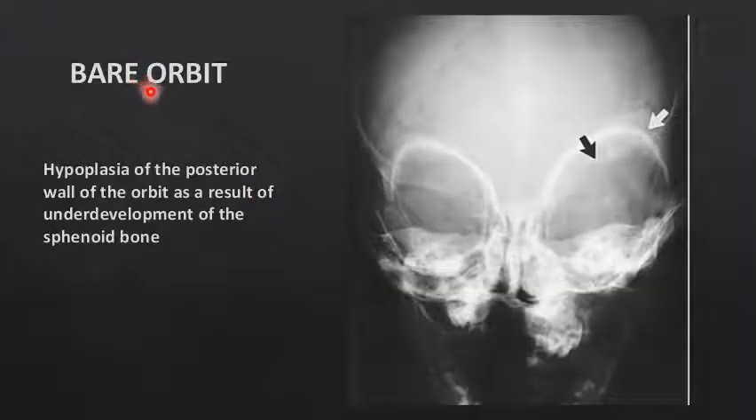The classical bare orbit sign of neurofibromatosis. It's mainly because of hypoplasia of the posterior wall of the orbit, because of underdevelopment of the sphenoid bones. Here we can see that the greater wing of sphenoid is not visualized, which is a classical bare orbit sign of neurofibromatosis.